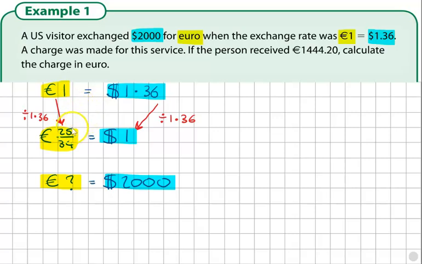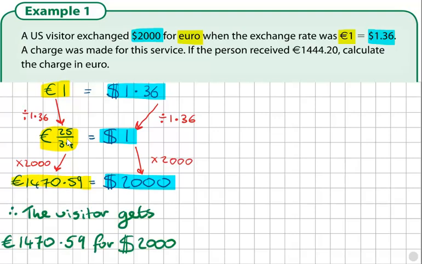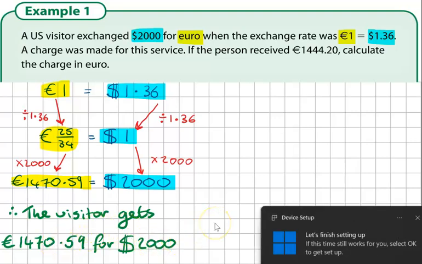That gives us 25/34. You can just leave it as a fraction because that's not our final answer. And then to go from 1 to 2,000, we multiply by 2,000. So we do the same on the left. What we do to the right, we do to the left. And we get €1,470.59. Therefore, the visitor gets €1,470.59 for $2,000.